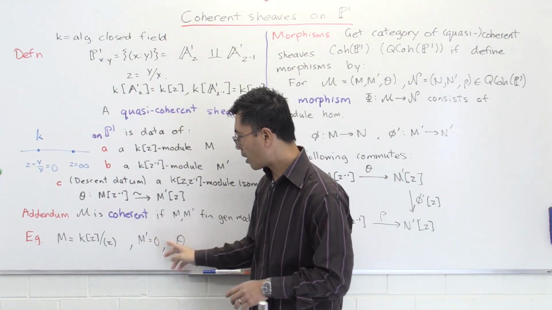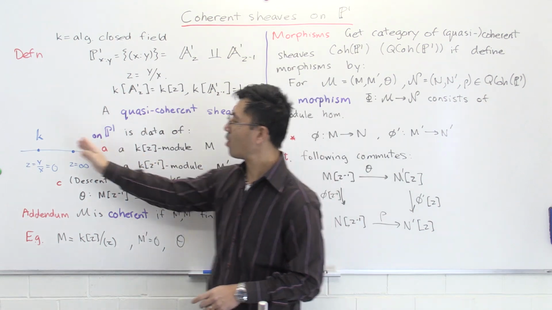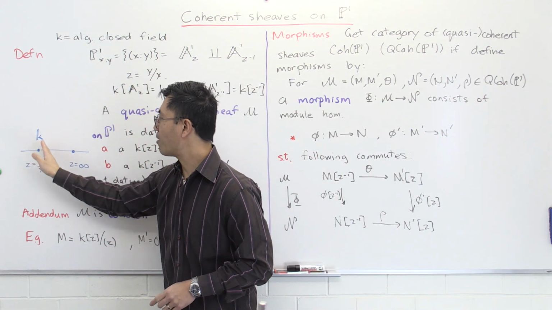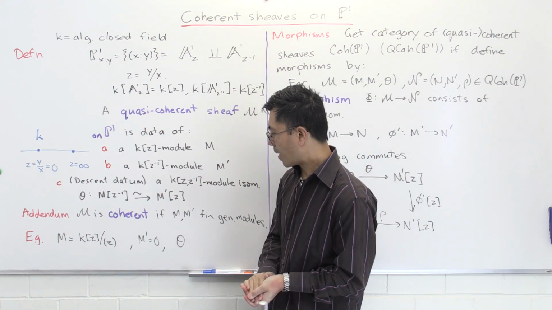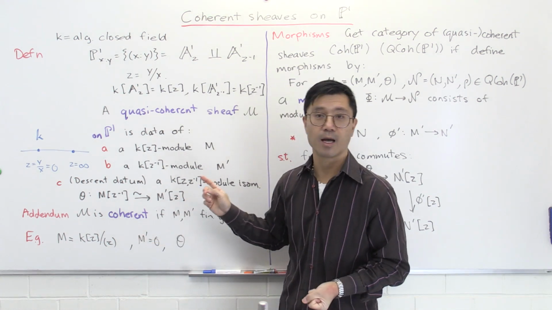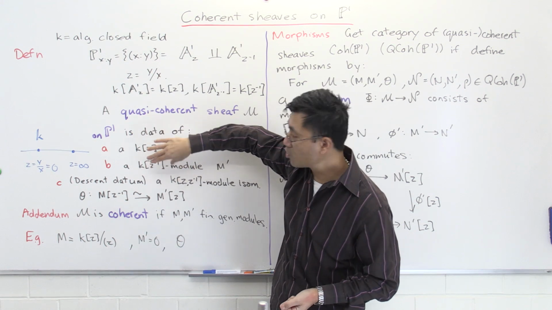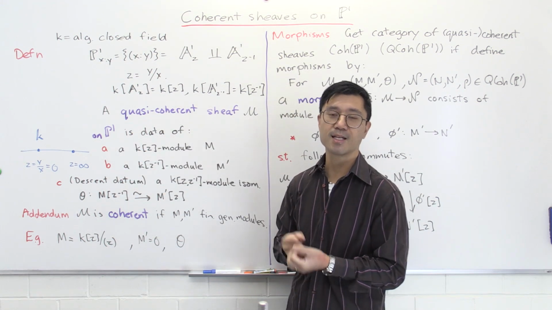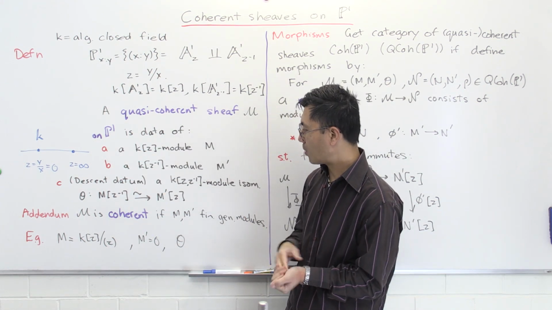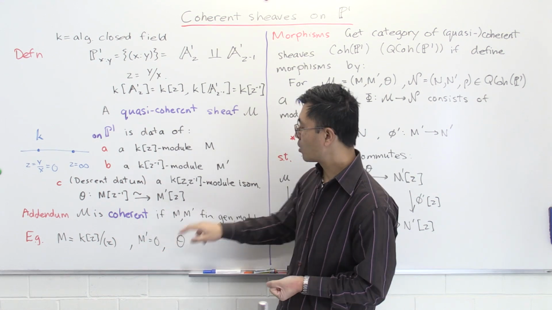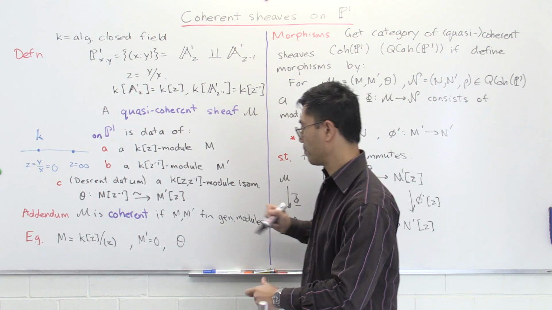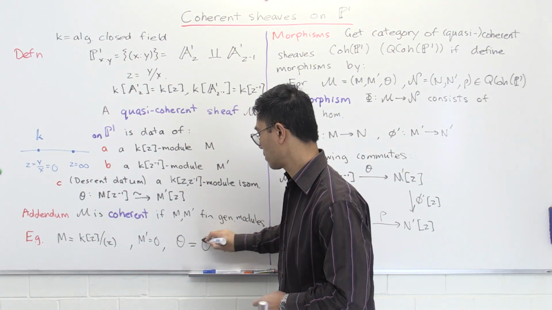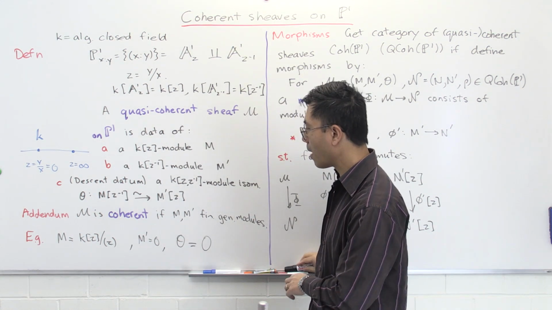What's M prime going to be? M prime is the sheaf on the rest of it, so it's going to be 0 away from this point here. That's going to be 0 everywhere. Okay, and the last bit of data that we need to have a coherent sheaf is this descent datum. And in this case, it's fairly easy what this has to be because M prime is 0. So when you localize here, this has to be 0. So this theta has to be equal to 0. Okay, so theta is the 0 map here.